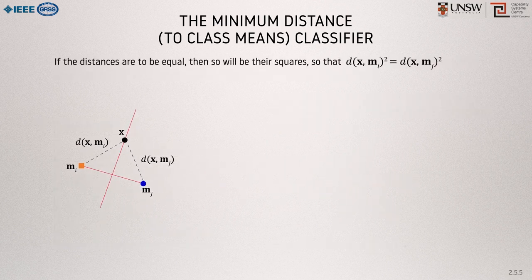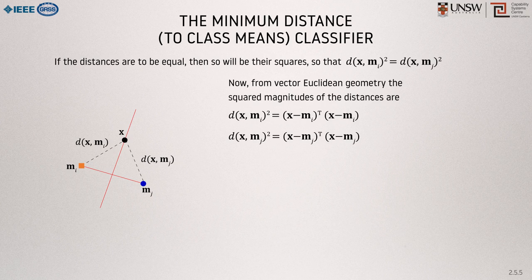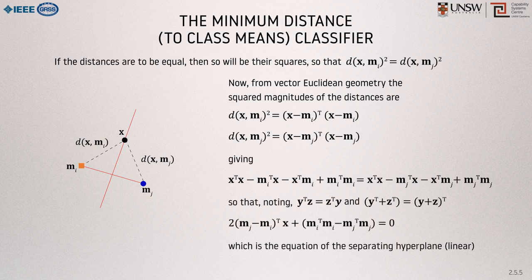If the distances are equal, then so will be their squares, saving the need to compute the expensive square root operation in software. So we equate the squares of the two distances from a position x to the class means, leading to the equation of the linear surface at the bottom of this slide. Note that it has the same structural form as the equation of a straight line that we are familiar with in 2 dimensions. Note also that we have had to use 2 vector identities in coming to this result.